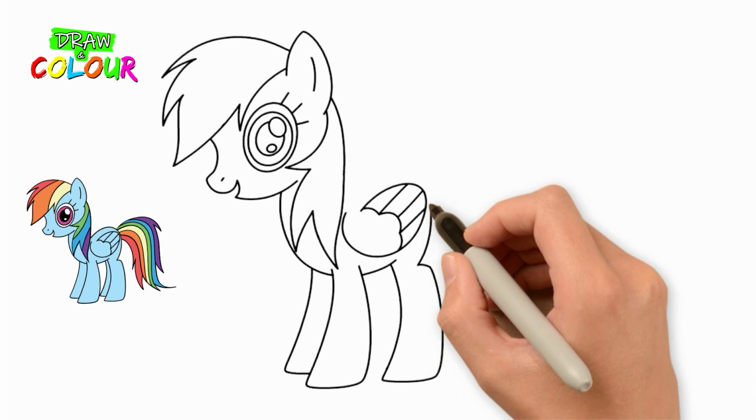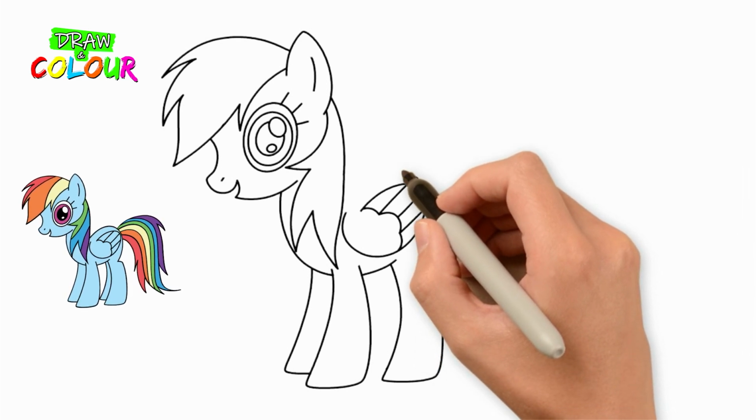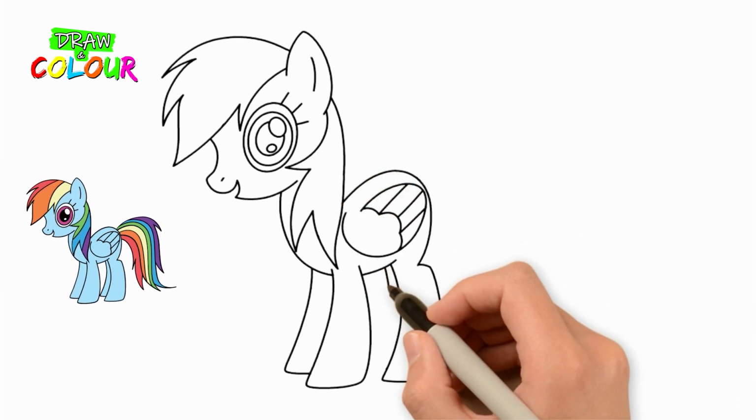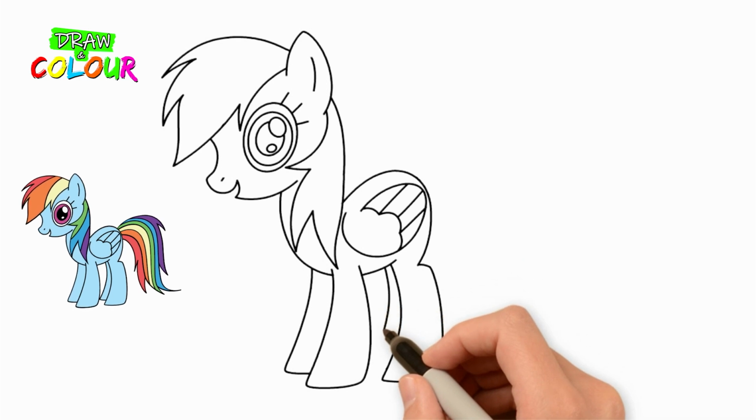Now trace the outline of the body with a half an oval. Draw the second hind leg following the outline of the other leg.